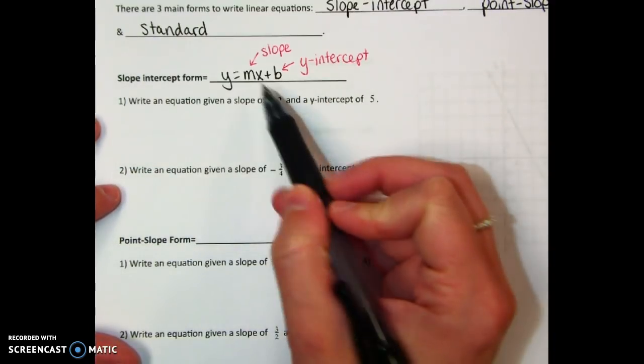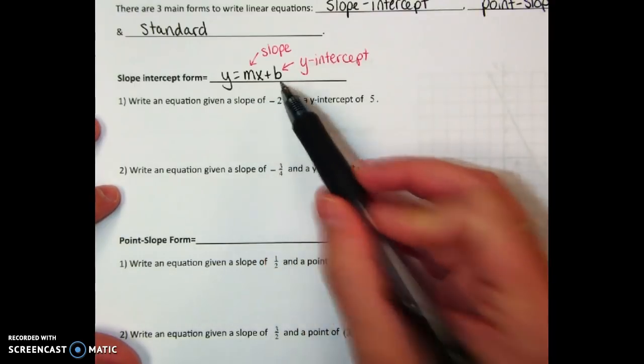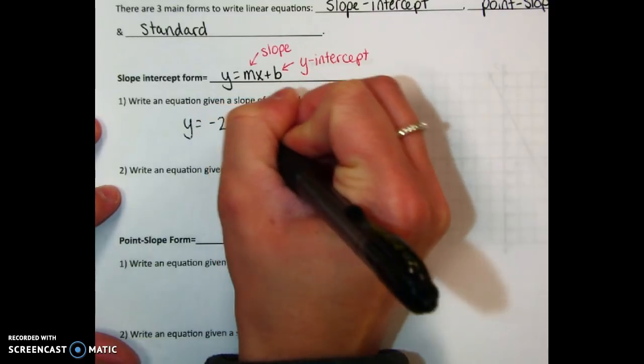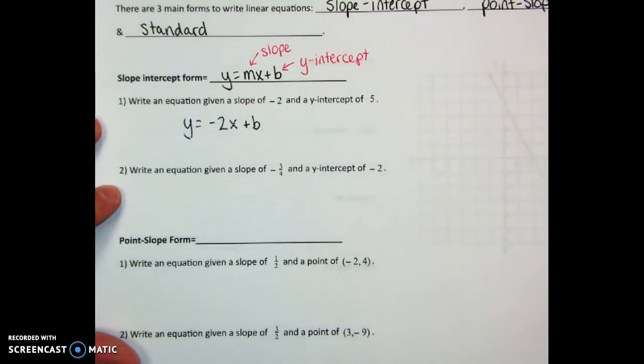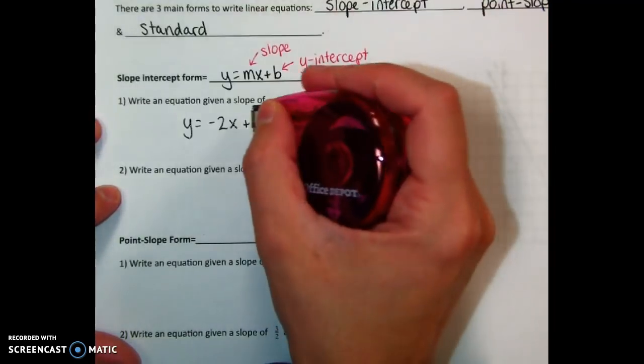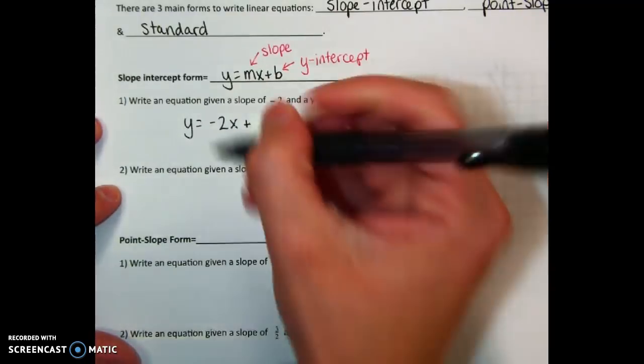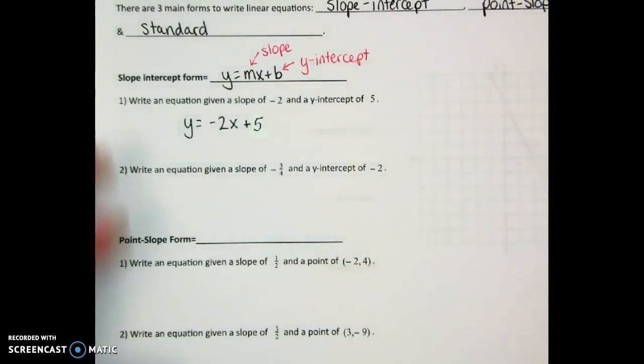So we're just plugging in the -2 for the m and the 5 for the b. So y equals -2x plus b. Just kidding. 5. Sorry, it's early still. So that should be 5. And that's all you do on that one.